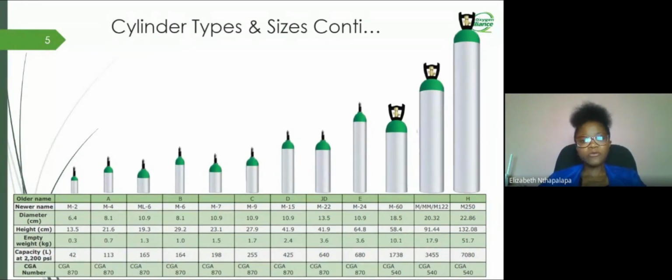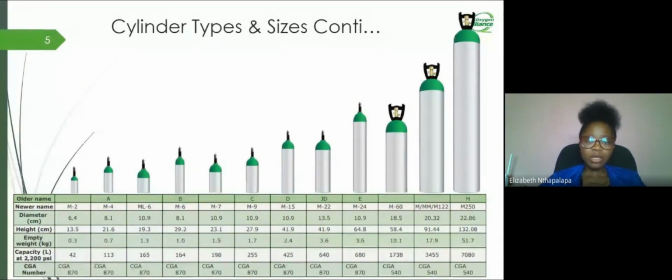For example, let's look into these cylinders, starting with the smaller ones. The A type, which is also the M4, has a weight of 0.7 kg, which is so portable. Actually, it can be compared to a bottle of wine. It has a capacity of 113 liters, at a pressure of 220 psi.